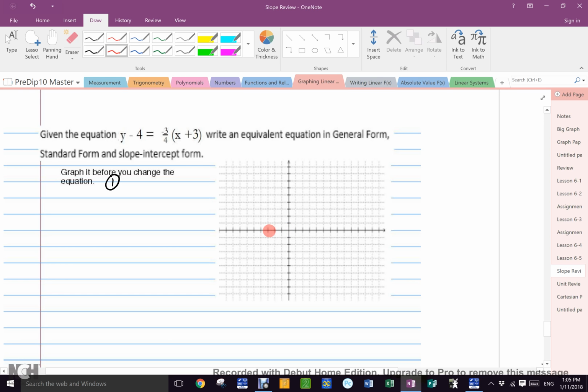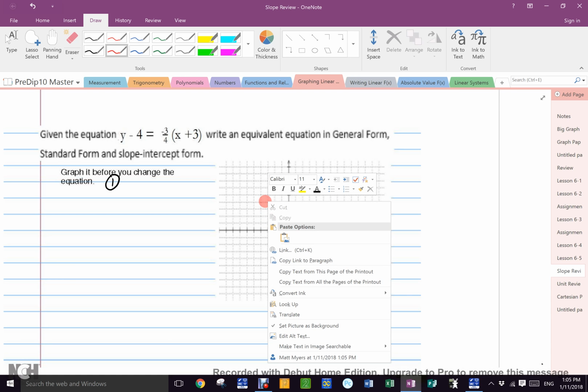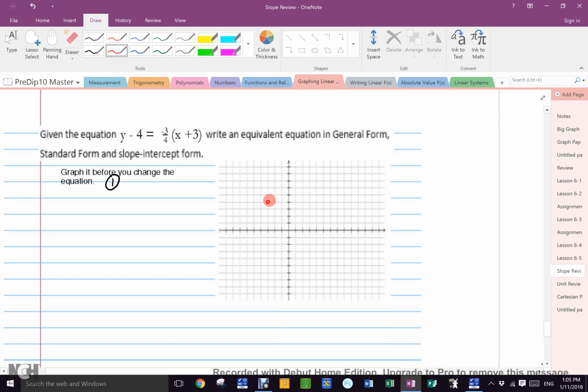-3 on the x and +4 on the y. 1, 2, 3, 4. And I have a slope of -3/4. Down 1, 2, 3. Right 1, 2, 3, 4. It should look like that for 1 mark. Then convert it. It doesn't matter what order you work in.